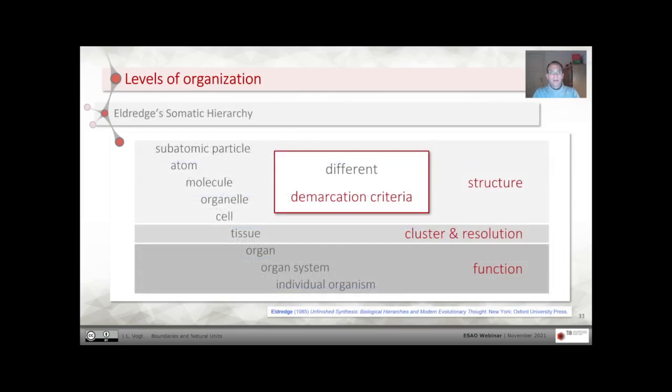One of these, a very prominent one, is the Eldredge somatic hierarchy. And we see here that different demarcation criteria have been applied. That's typical for these level schemata. So here the first 5 levels are more or less defined on structural or physical criteria. Then we have this tissue level, and that's basically just a cluster or an aggregate of cells in a resolution where we cannot distinguish individual cells anymore. And then we have these 3 layers, organ system, individual organism. These are functionally defined.